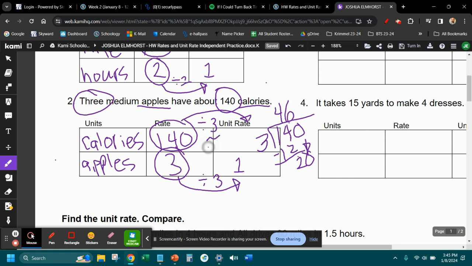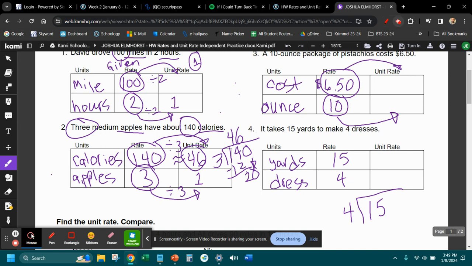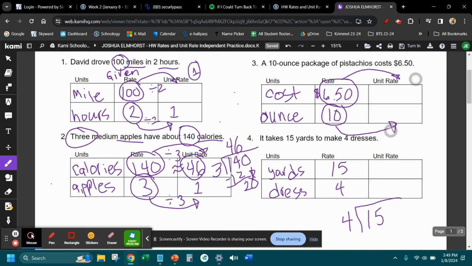So last week we did the little squiggly equal to sign. It's like an equal to sign, but it has waves in it. So we're going to approximate this to about 46 calories per apple. Okay, continue with the video on number 3.